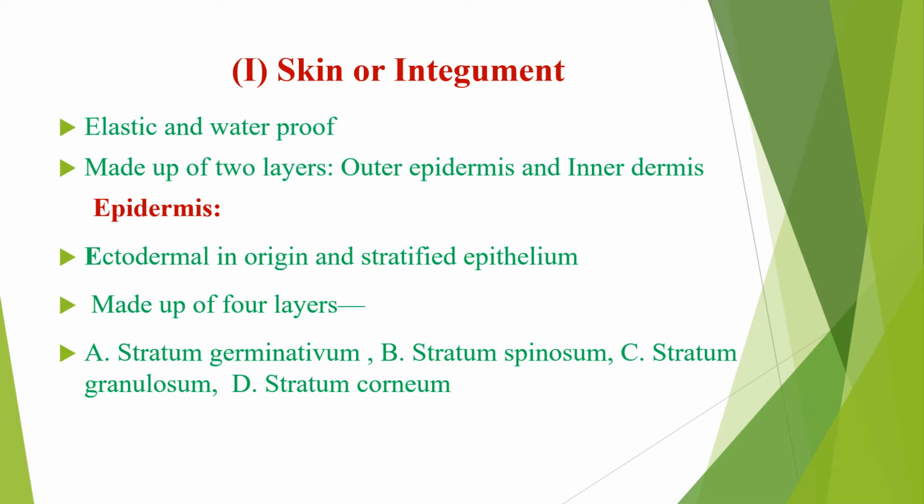Now epidermis. Epidermis is ectodermal in origin and it is formed of stratified epithelium, meaning epithelium in layers, and it is made up of 4 layers mainly: stratum germinativum, stratum spinosum, stratum granulosum, and stratum corneum.